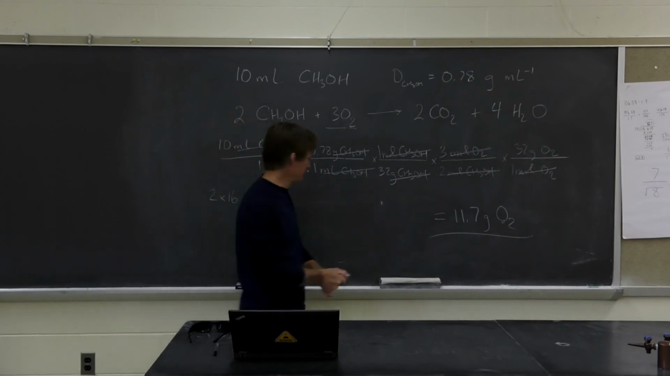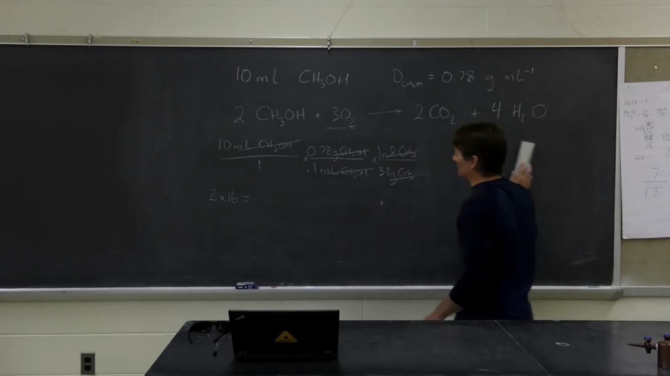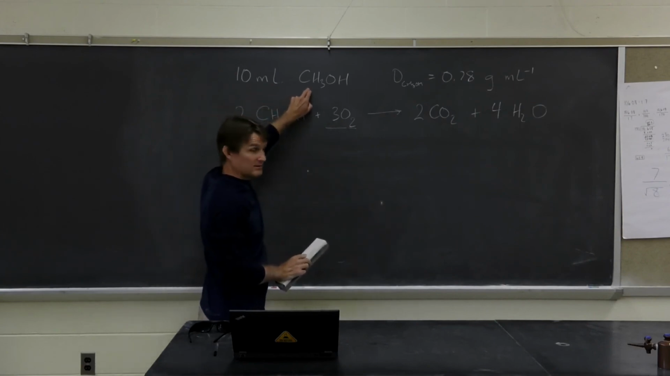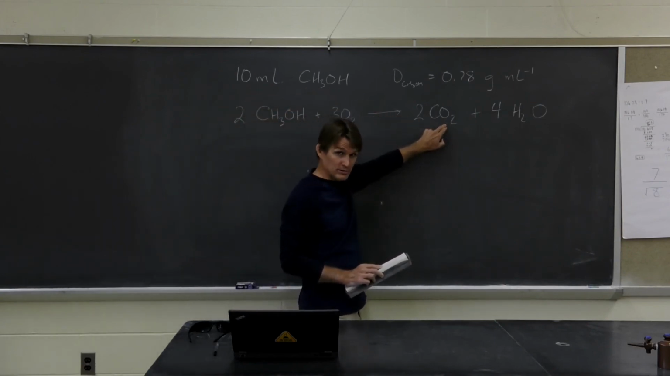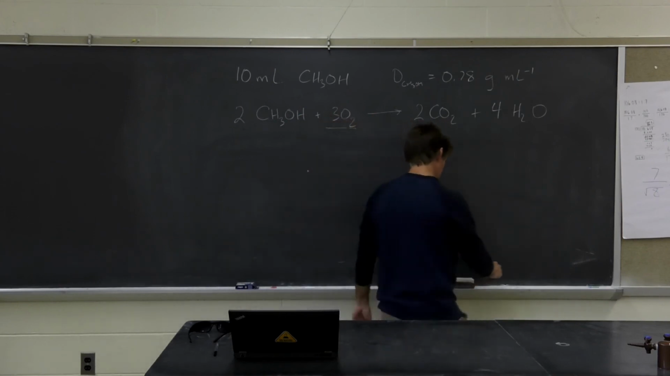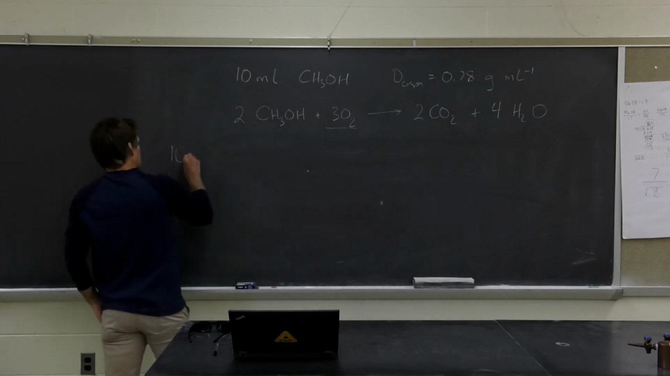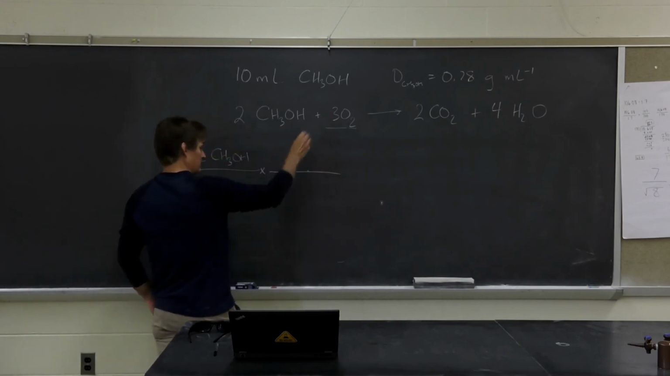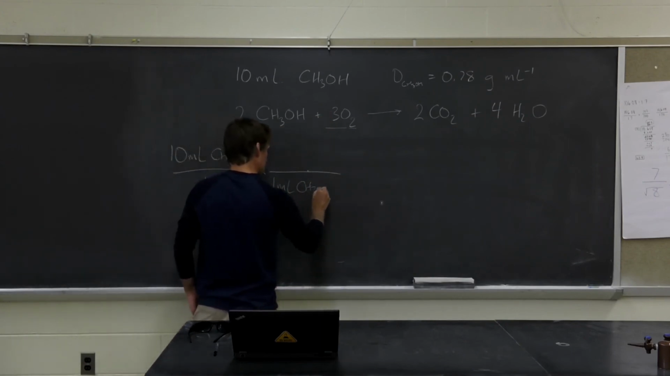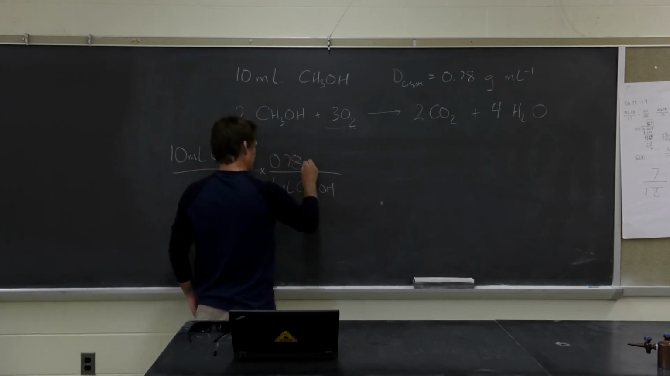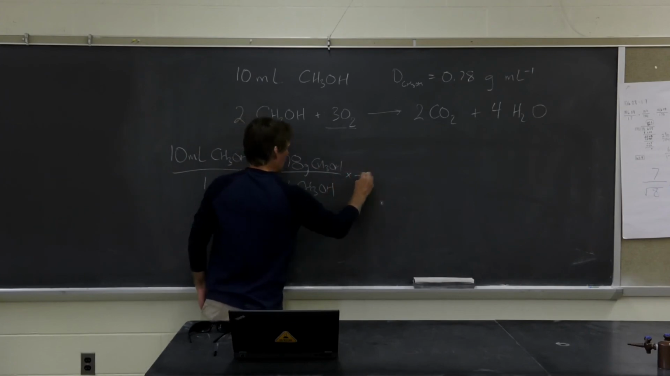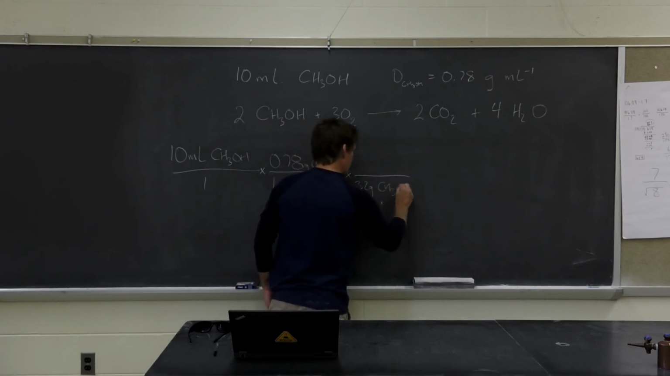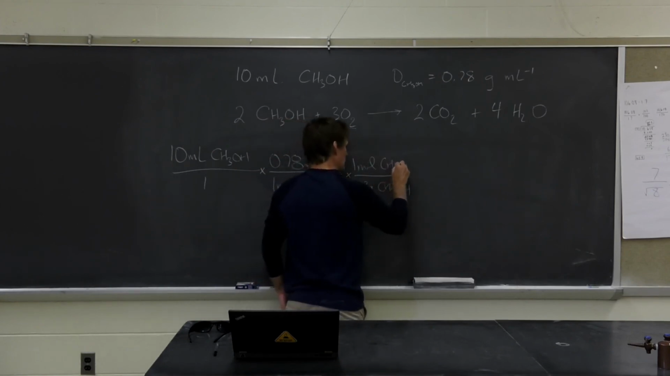All right, we'll do part C. It's the same starting point. If I completely burn 10 mils of methanol, how many moles of CO2 will be produced? The same process. 10 mils of methanol. I use the density. 1 mil of methanol is 0.78 grams of methanol. I'm not going to do the calculation again, but we recognize that there are 32 grams of methanol in 1 mole of methanol.